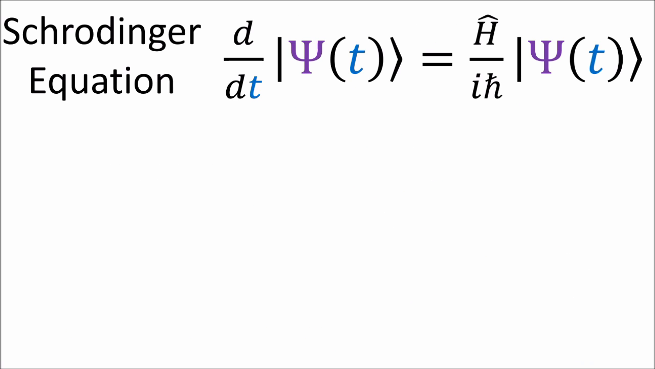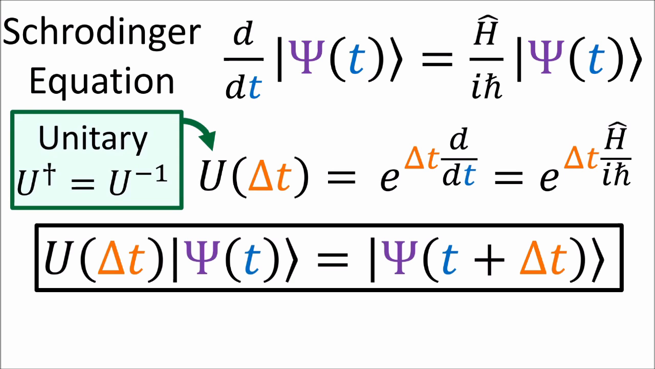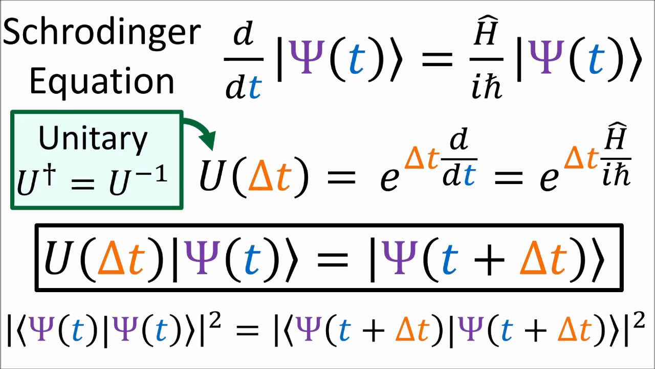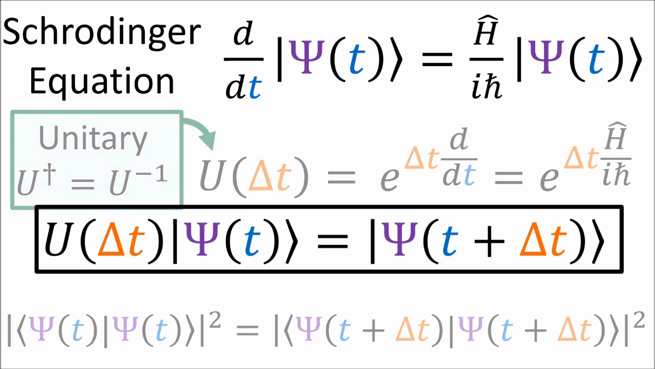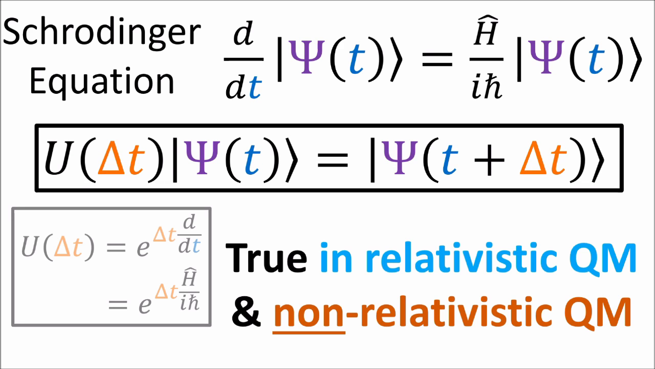Remember, the core meaning of the Schrödinger equation is that the time evolution of states is unitary, and so the total probability is preserved over time as the state evolves over time. This unitary time evolution property is fundamentally true in both relativistic and non-relativistic quantum mechanics. And so the Schrödinger equation is true in both relativistic and non-relativistic quantum mechanics. We should not be trying to get rid of the Schrödinger equation when trying to create a relativistic quantum theory.